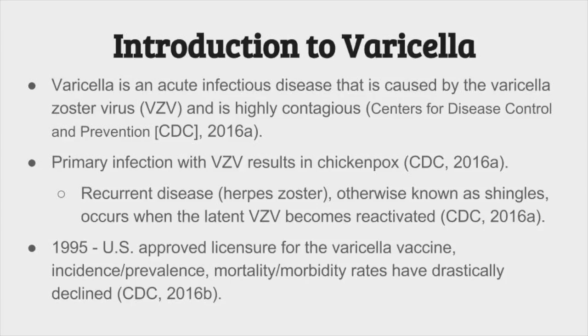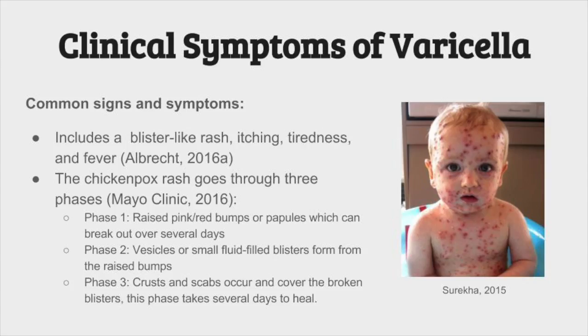rates have drastically declined. Signs and symptoms of the chickenpox typically appear 10 to 28 days post-exposure to the varicella virus and typically last anywhere from 5 to 10 days. The rash has become the primary symptom of diagnosis of patients with chickenpox. According to the CDC, the rash will appear first on the stomach, back, and face, and then spread to the entire body, causing anywhere from 250 to 500 blisters.